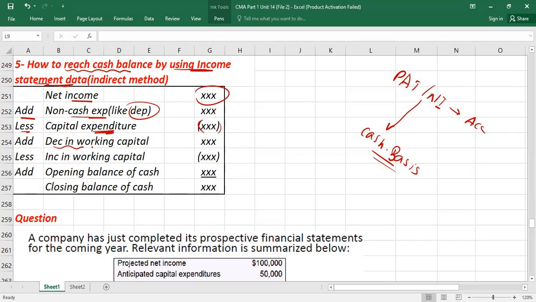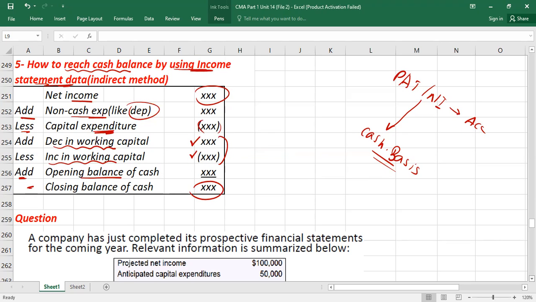Then a decrease in working capital is always treated as an inflow. And then you will deduct an increase in working capital, because these two adjustments are also not written in the income statement. For example, if you make payment to the supplier, debit supplier, credit cash, it's not written anywhere in the income statement. So you will do the working capital adjustment. Then you will add your opening balance of cash. So this is going to give you the closing cash balance. This is called the indirect method.